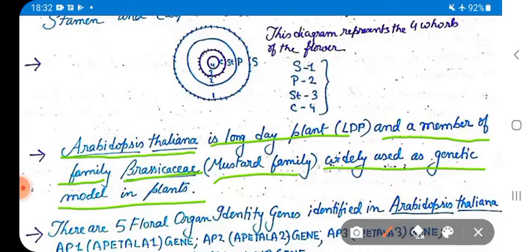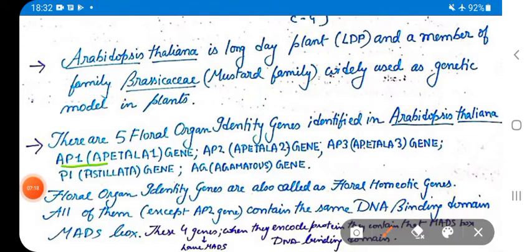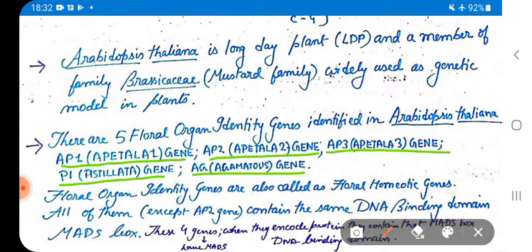Now there are five floral organ identity genes, as I have mentioned, and those genes are Apetala 1, Apetala 2, Apetala 3, Pistillata, and Agamous. Floral organ identity genes also have another name, known as floral homeotic genes. So the other name of floral organ identity genes is floral homeotic genes.